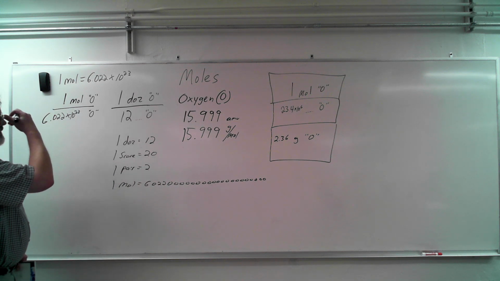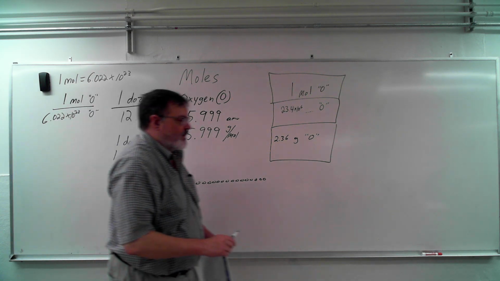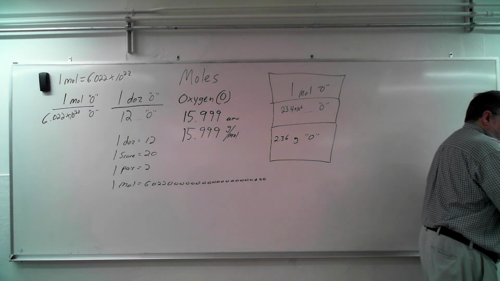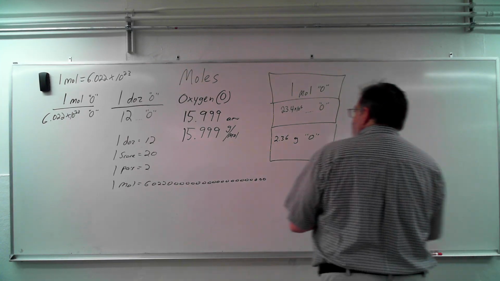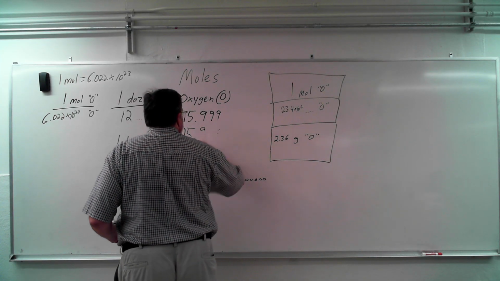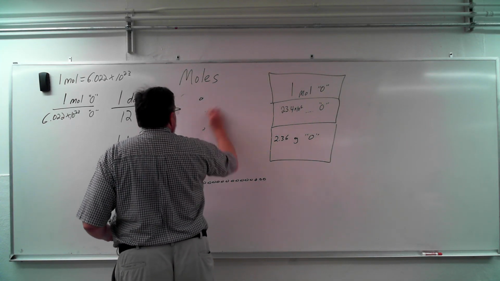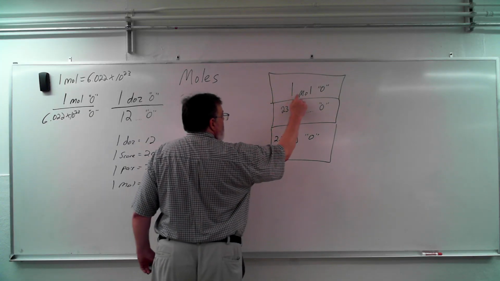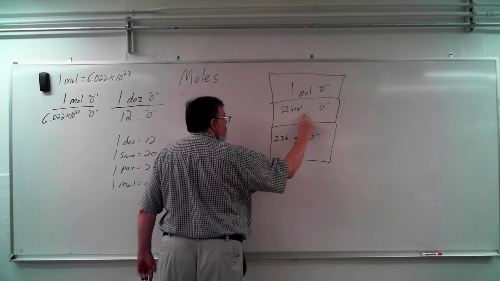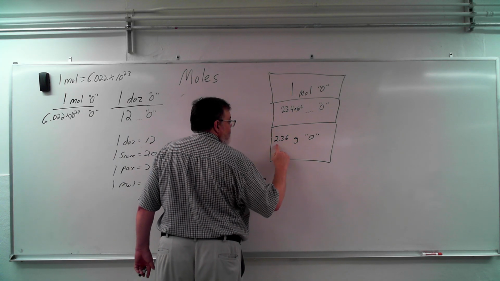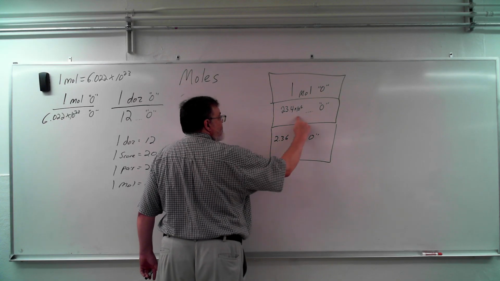The point is, let me set up that dozen problem. I think I can make it a little more obvious. And that's what I was doing over here. 1 mole of oxygen, this many number blank oxygen, 2.36 grams oxygen. This is missing a unit.